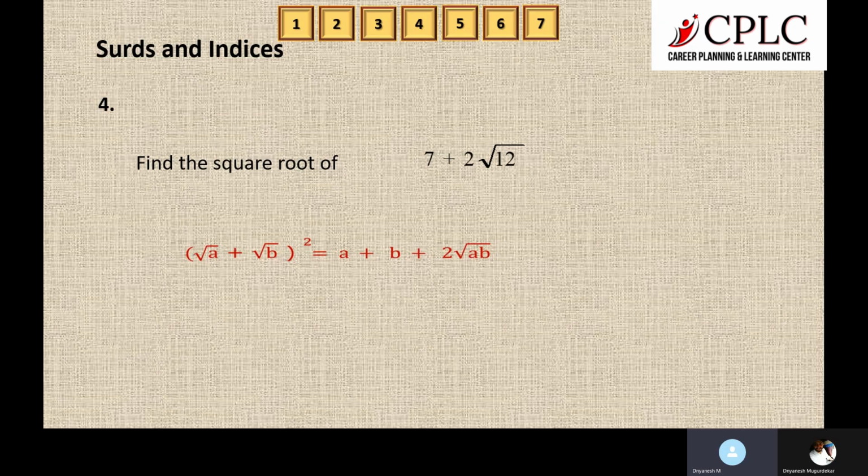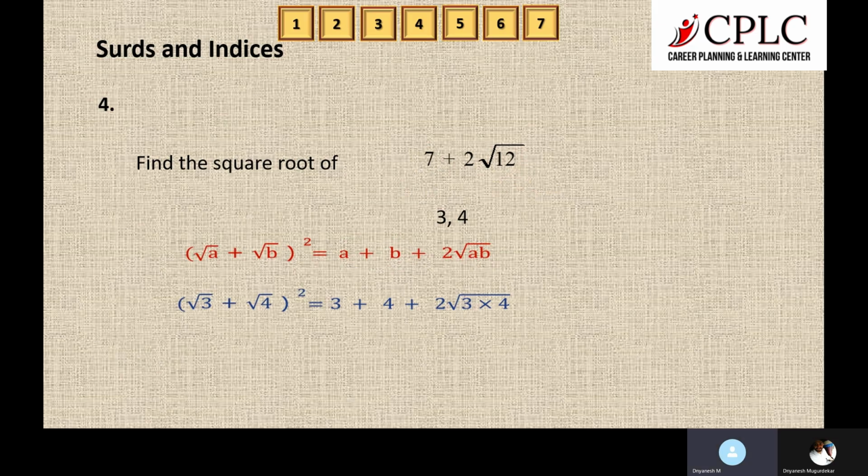So 2 root 12 is your 2 root ab, that is ab is 12, the product of two numbers is 12, and the sum of the same two numbers, that is a plus b, has to be 7. So we are looking for two numbers whose sum is 7 and whose product is 12. Only one pair satisfies this, which is 3 and 4. So a and b are 3 and 4 respectively. So root 3 plus root 4 the whole square, when you expand, you will get 7 plus 2 root 12.